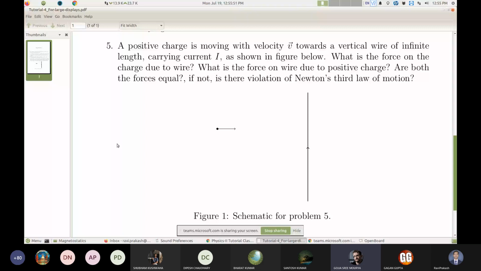and we can apply this dF equals I dl cross B. That is the force on charge, right? Force on the charge due to wire. Yes. That we can calculate. Question they ask, what is the force on the charge due to wire? Yes, that is the first part. Now second part. Achha. What is the force on wire due to charge? Force on wire due to charge.